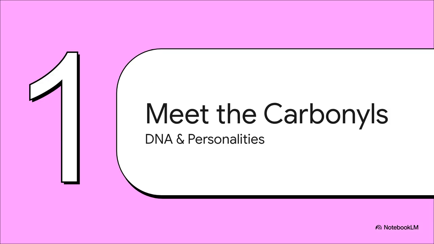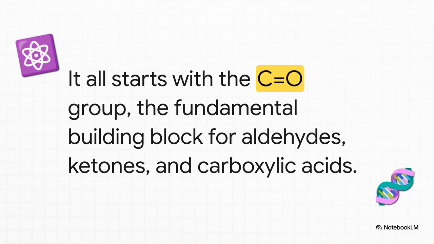Okay, so let's start at the very beginning. What actually makes a molecule part of the carbonyl family? Well, it all comes down to one single, crucial feature. You can think of it like their shared family DNA. And here it is. This right here is the heart of the family, the carbonyl group. It's just a carbon atom with a double bond to an oxygen atom. And this simple little C=O is the foundation for a whole bunch of compounds. But for today, we're zeroing in on the big three: aldehydes, ketones, and carboxylic acids.